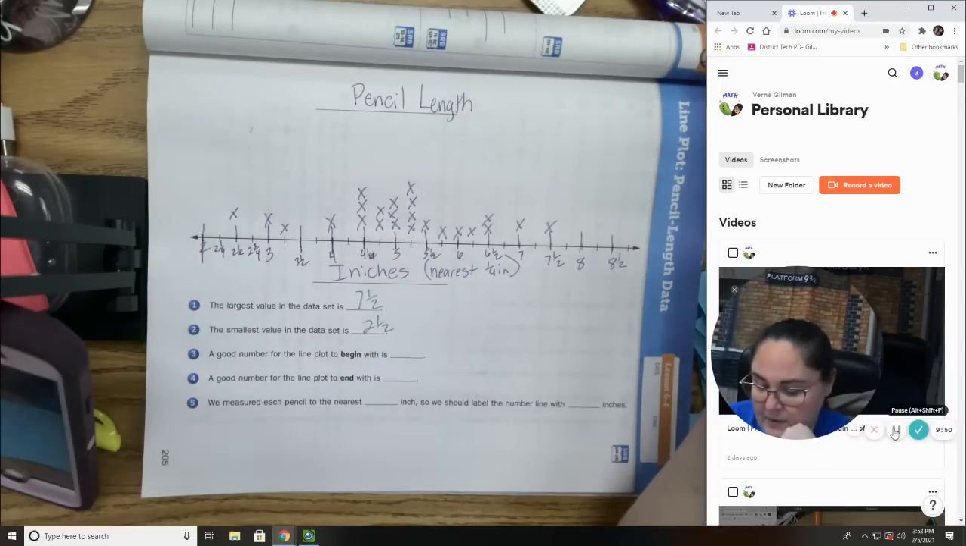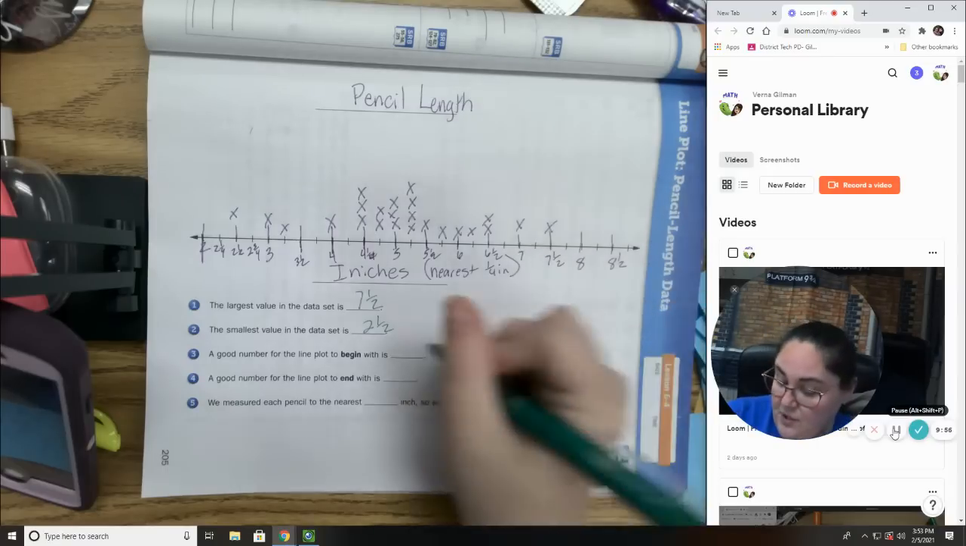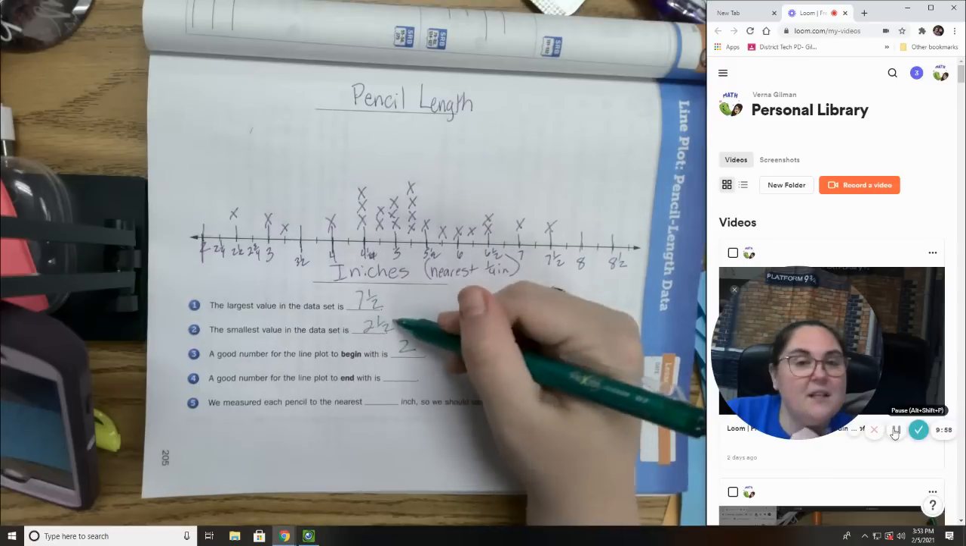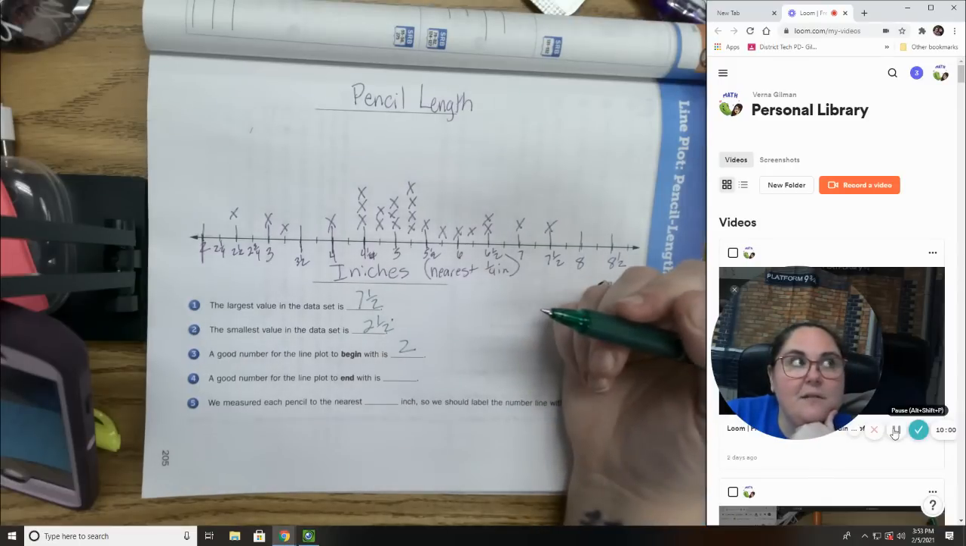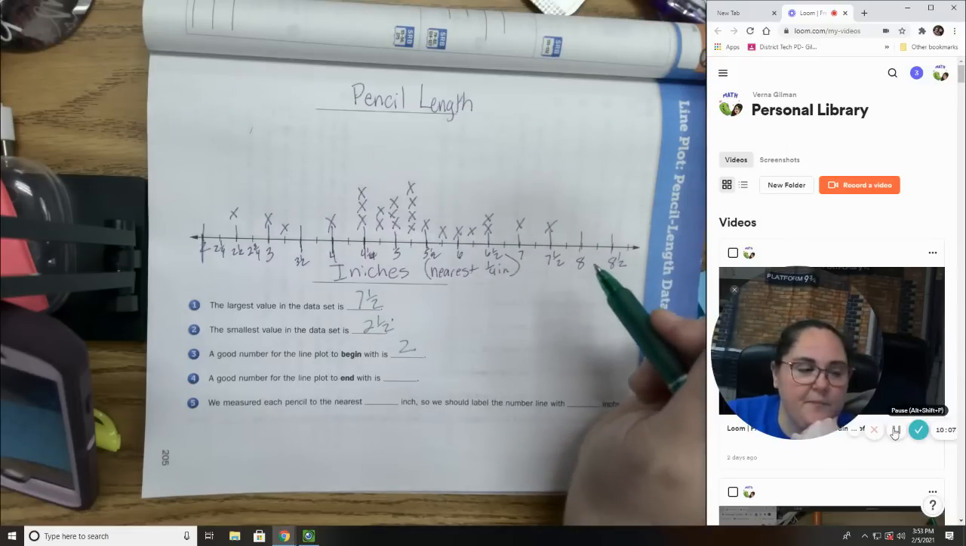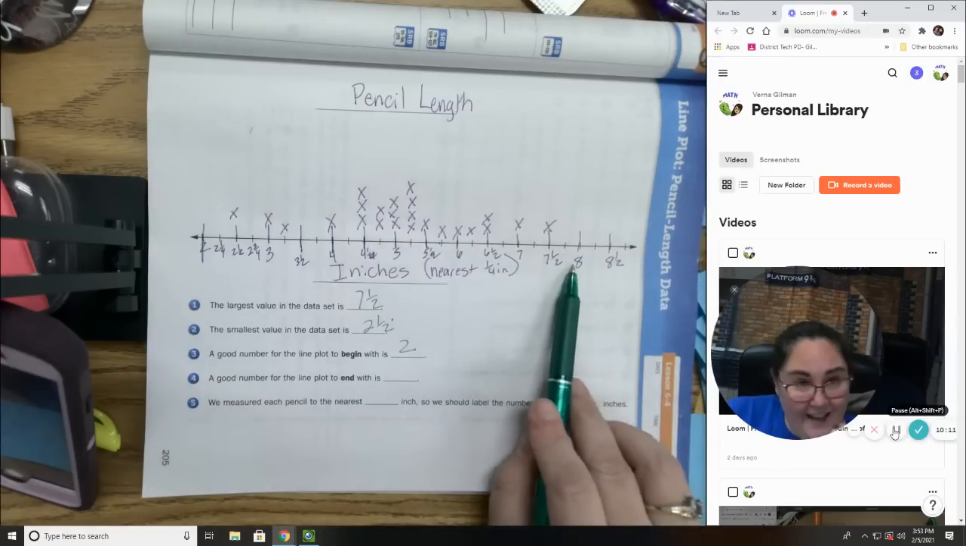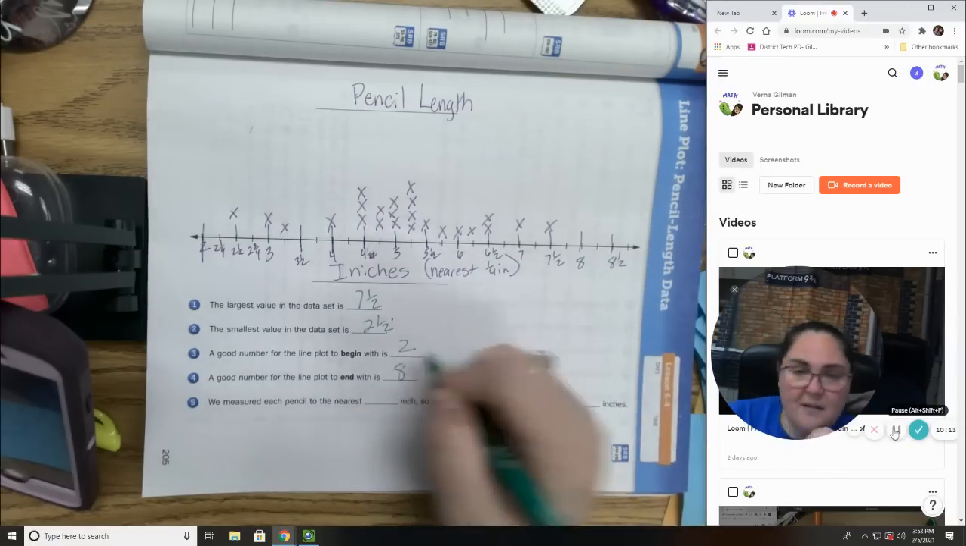It says, a good number for the line plot to begin with is what? So my line plot started with a 2 because it's a little bit smaller, but it's right where it needs to be. It's a little bit smaller and it would include all the data points, right? A good number to end with. Definitely I could end with 8 or 8.5. So I would put 8 here.